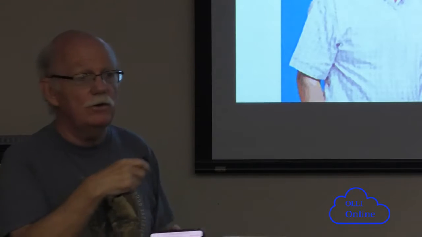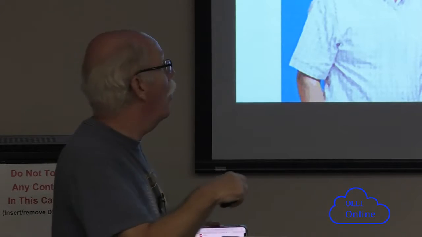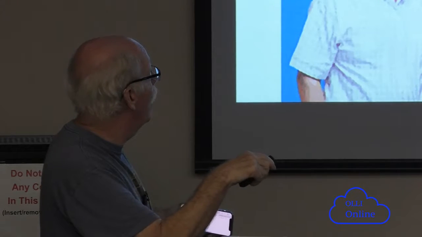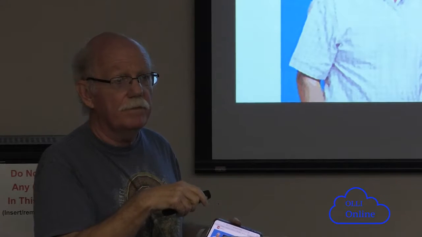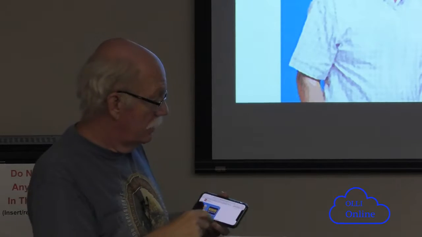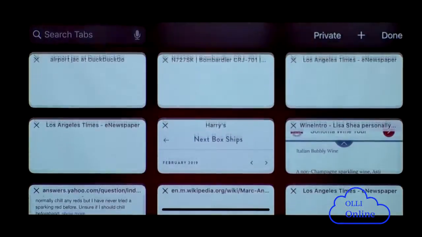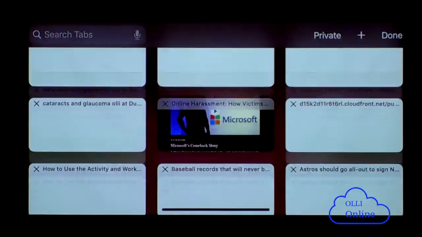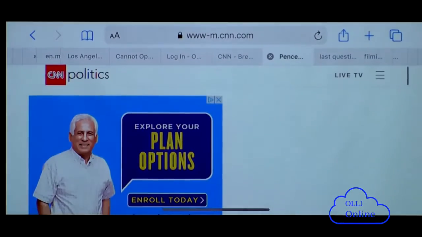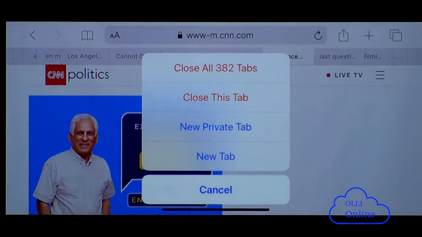All right, so it depends on how you like to search for things, whether you stay inside the same tab or you want a new tab. Tabs can grow on you. If I hold down, this is the button to go look to see all the various tabs. Well, you can see I've got a ton of them. If I hold down on it, it allows me to close this tab, create a new tab, or close all 382 tabs on this device.